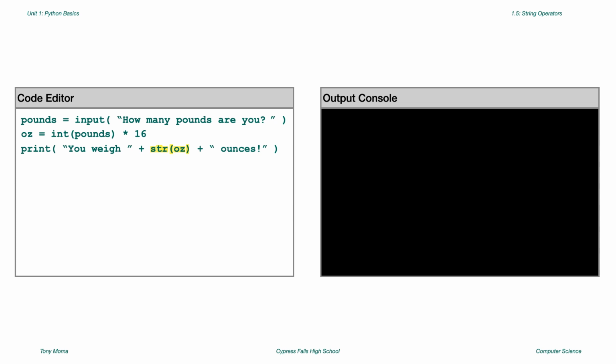Now, when I execute this program, here's what occurs. In line 1, how many pounds are you gets printed out and asked to the user. Let's say I'm the user and I type 5, for example. Then in line 2, the 5, which is currently a string, gets converted to an integer using the int method, then multiplied times 16 to give us the value 80. That 80 will then get printed as part of a sentence in line 3, giving this as our output: You weigh 80 ounces.